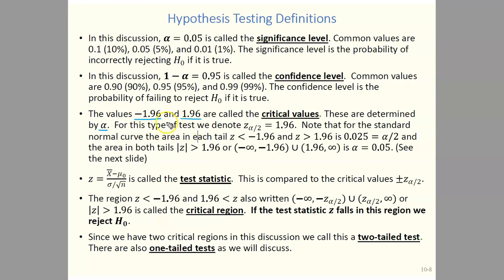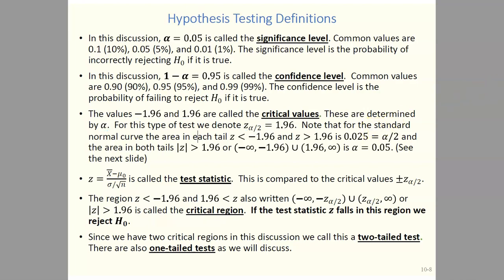And for the type of test that we discussed, which was a two-tailed test, they are denoted by Z alpha divided by 2. And just note that for the standard normal curve, the area in each tail, that is the area to the left of negative 1.96 and to the right of positive 1.96, both of those areas are 0.025, so they add up to 0.05, which is your significance level.